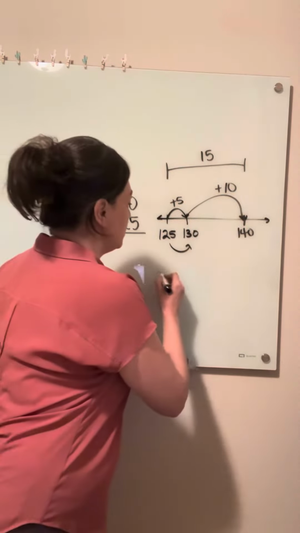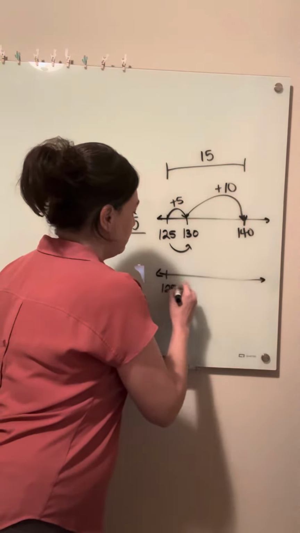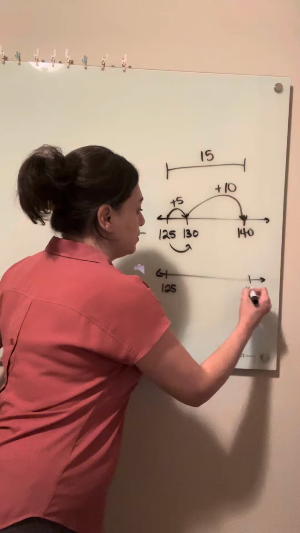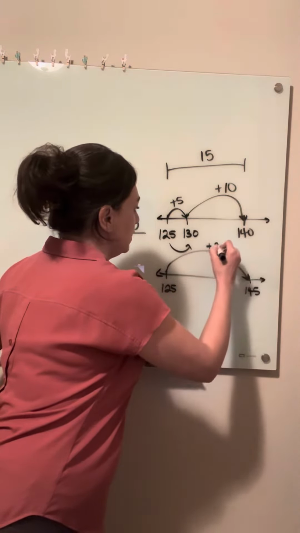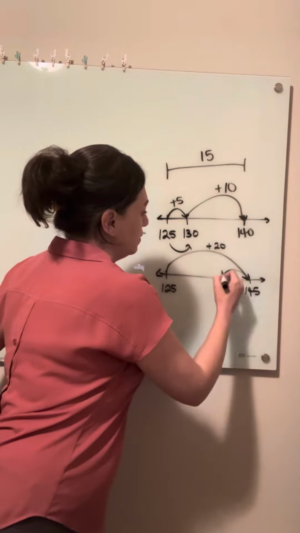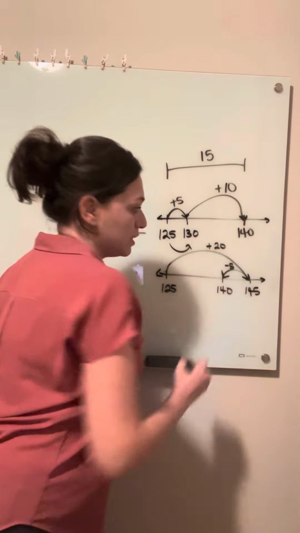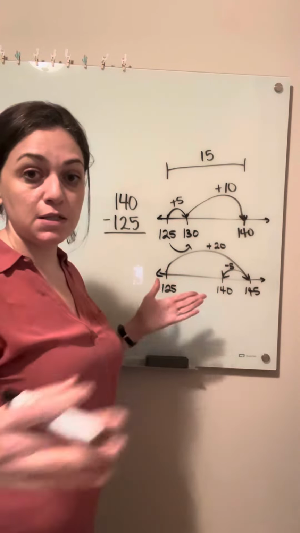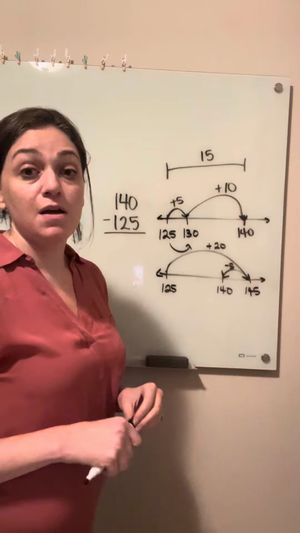Some other folks might say, well, if I have 125 and I jump up to 145, I jumped 20. And now I just need to jump back 5 to get to 140. So again, the distance is still 15, but you got there a different way, plus 20 minus 5.